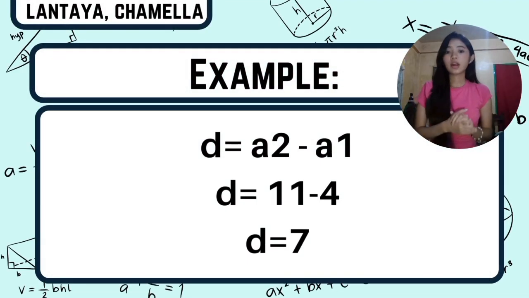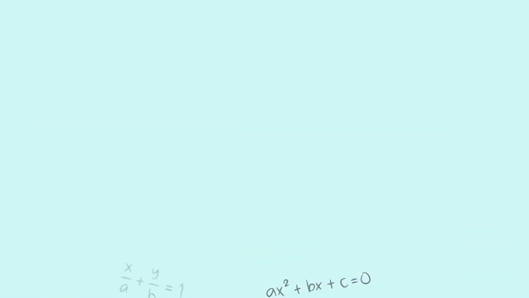We will use those given numbers to solve for our arithmetic sequence later on. So now let's solve for our common difference. d equals a2, which is 11, minus a1, which is 4. So 11 minus 4 is equal to 7. So the common difference for the numbers 4, 11, 18, and 25 is 7.